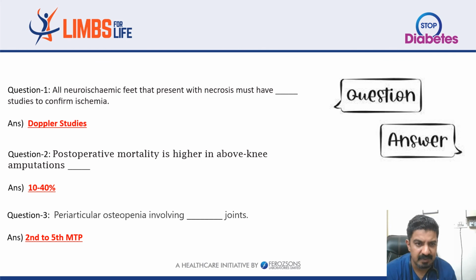Now, we have three questions for you with the answers as well. All neuroischemic feet that present with necrosis must have Doppler studies to confirm ischemia. Post-operative mortality is higher in above knee amputations, and periarticular osteopenia involves second to fifth MTPs.